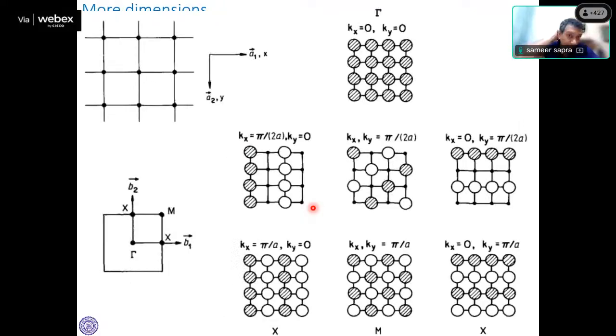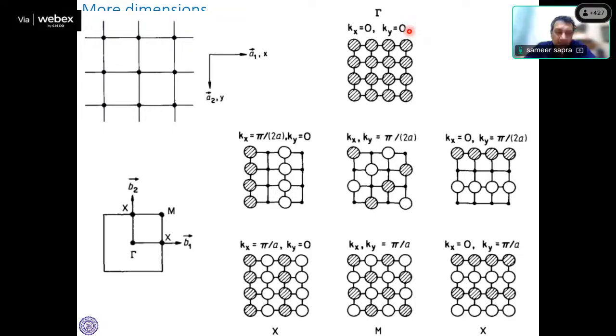But then let's make more dimensions. And since we are going to deal with two-dimensional materials, let's come to two dimensions over here. Okay. So A1 and A2, this is your two-dimensional net. You can take this to be a square or rectangle, whatever, doesn't matter. If it's a square, then also I've shown the Brillouin zone over here. That's the X point, that's the M point, that's the gamma. The gamma point is nothing but k is equal to 0, k is equal to 0.